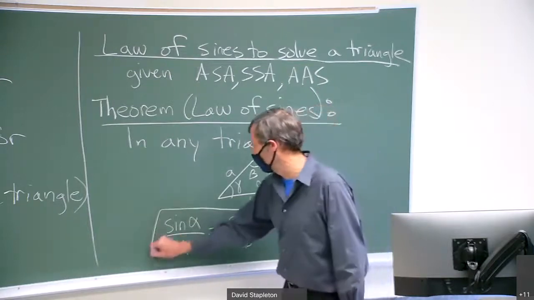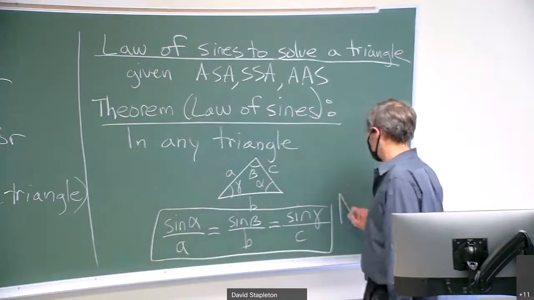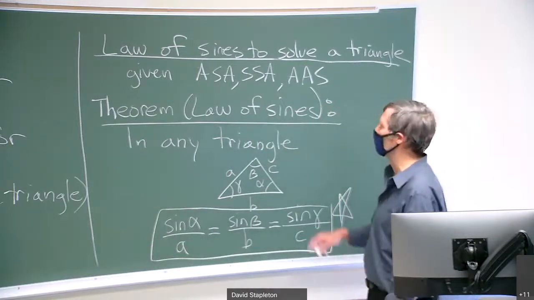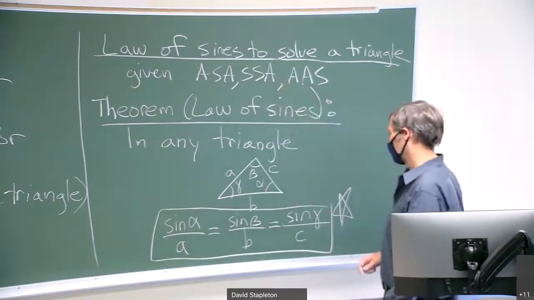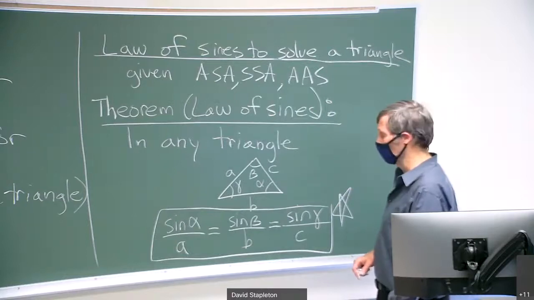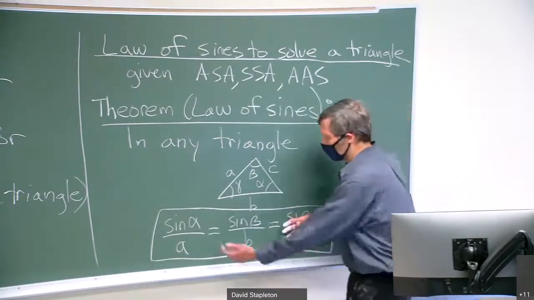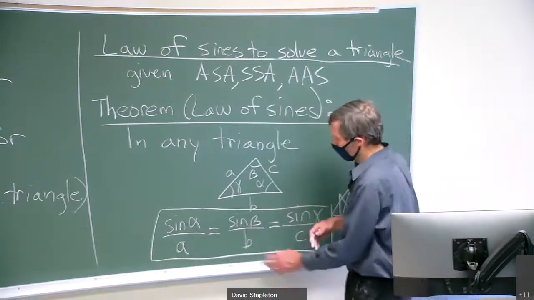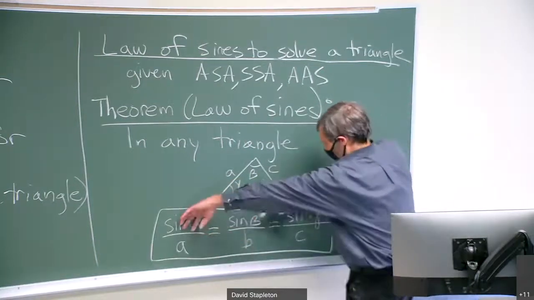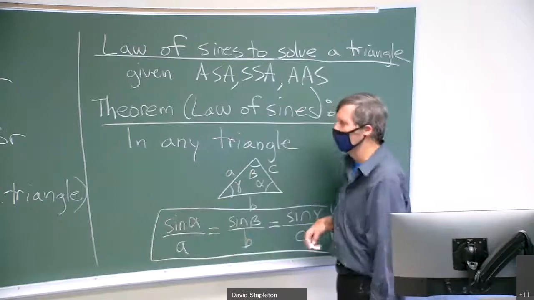There's the law of sines. It's no harder than that. So I'll put a big star here. You memorize this to solve oblique triangles in these three cases. This is really three laws in one, right? Because one law is this equals this. Another law is this equals this. And a third law is this one equals this one. So it's three laws in one.